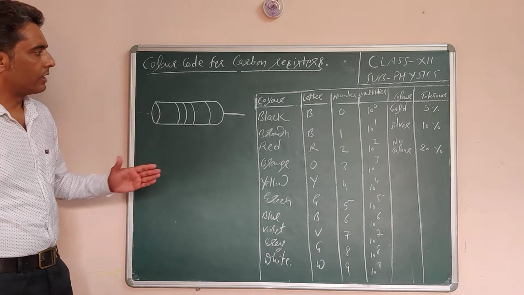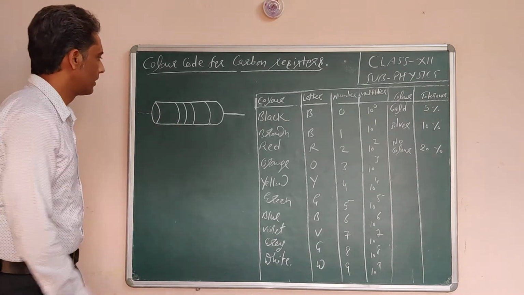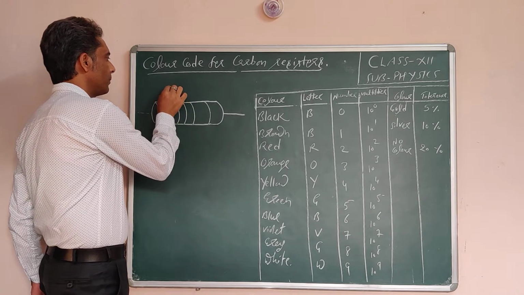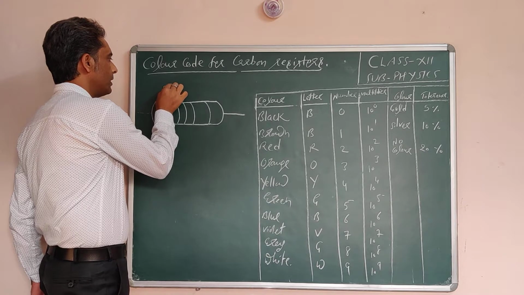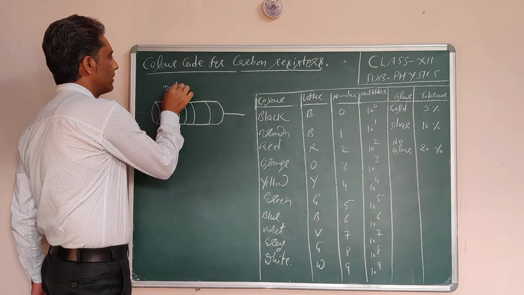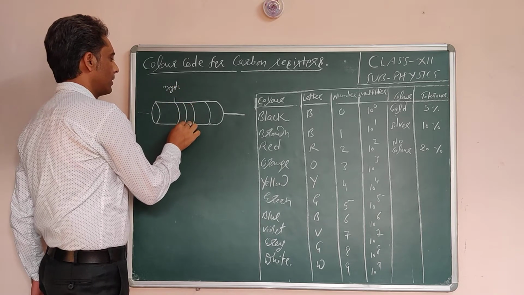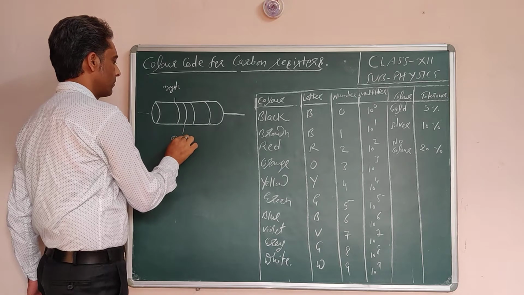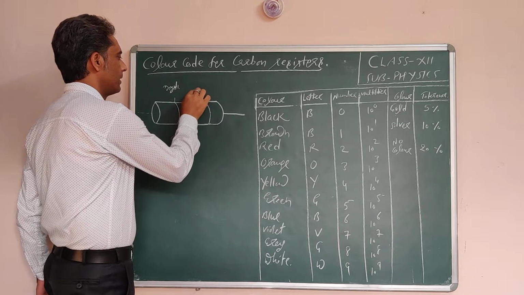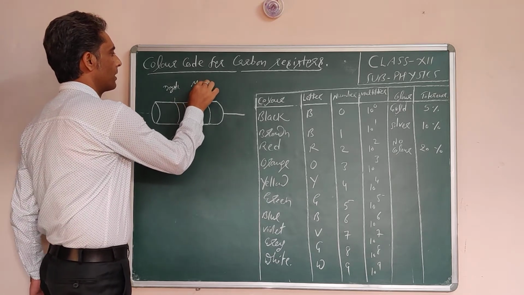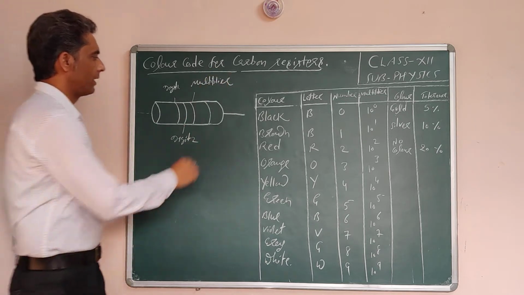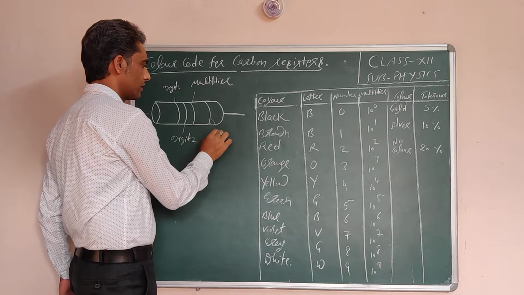Now if we have to calculate the resistance of this resistor, this first color band signifies some digit, that will be the first digit, or digit 1. The second band will give digit 2, and this third band represents the multiplier, and the fourth band gives the tolerance.